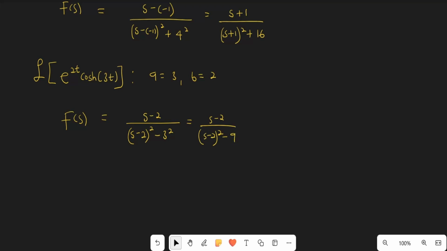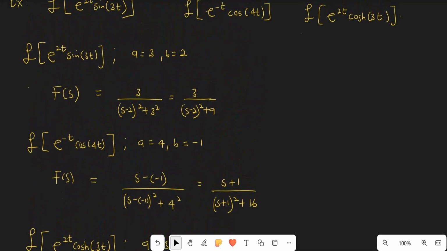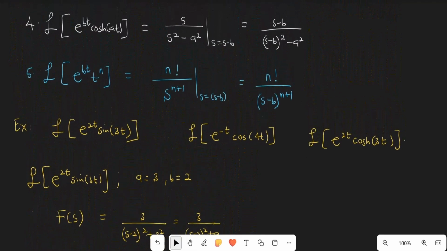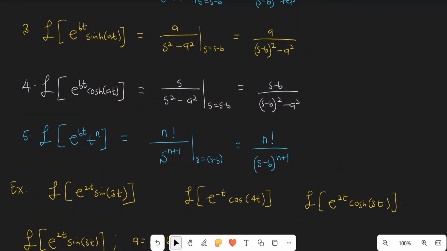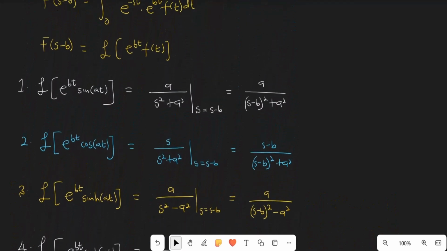All right, so these are the Laplace transforms of these functions. So that is the shifting property of the Laplace transforms. It allows us to calculate the Laplace transforms of an exponential function multiplied by a function f of t.